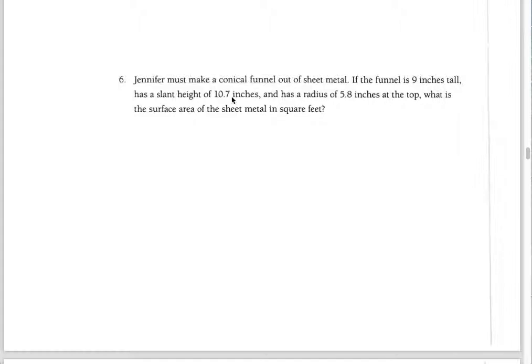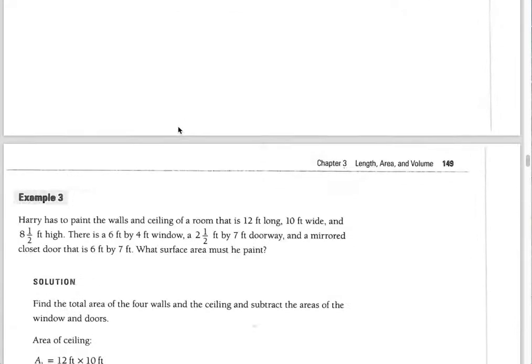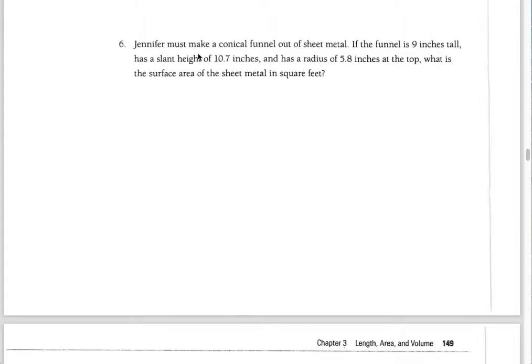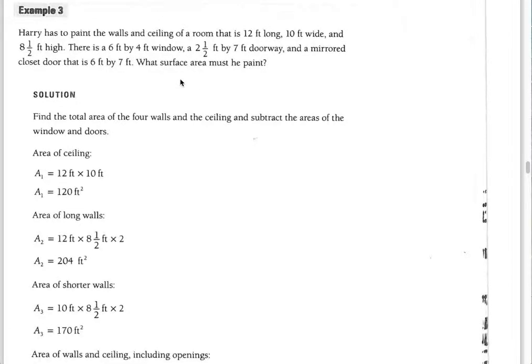The funnel is 9 inches tall, this is slant height. So in this case we're not looking at a cylinder, we're actually looking at a cone. So use the formulas for the cone, funnel. And what does it say just there? What is the surface area of the sheet metal? Okay, so remember, conical funnel, the funnel is open at the top.